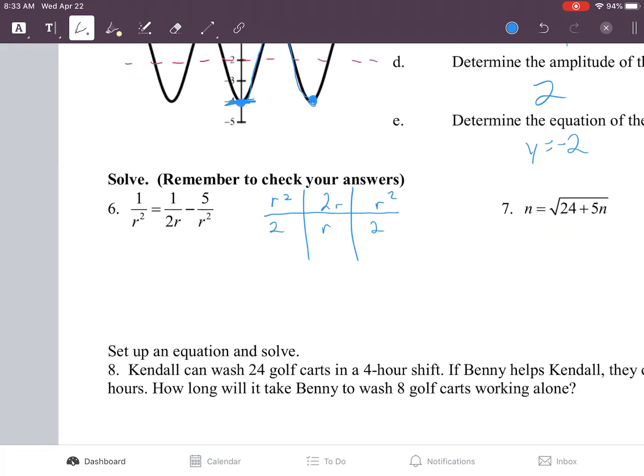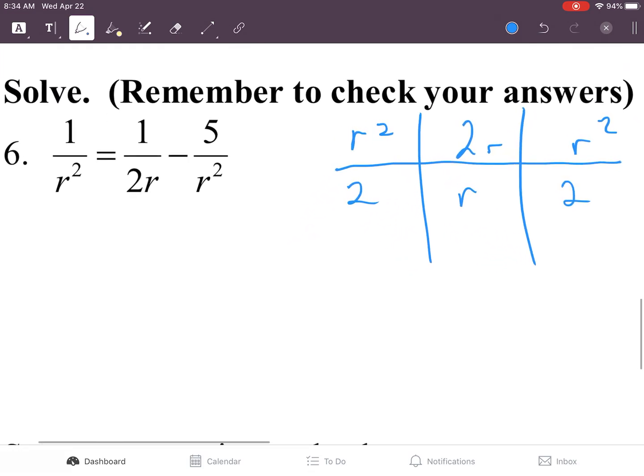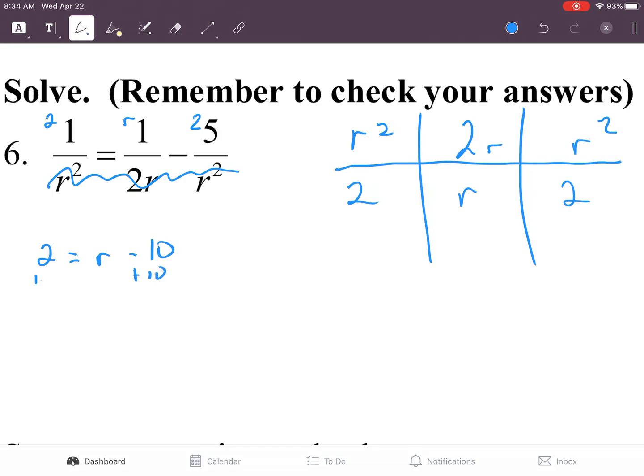So the first one is going to be by, let's make this bigger, by 2. We have r, and we have 2. So we can get rid of the denominators altogether. So we have 2 minus r equals r minus 10. Next, we're going to add 10 to both sides, and r will equal 12.